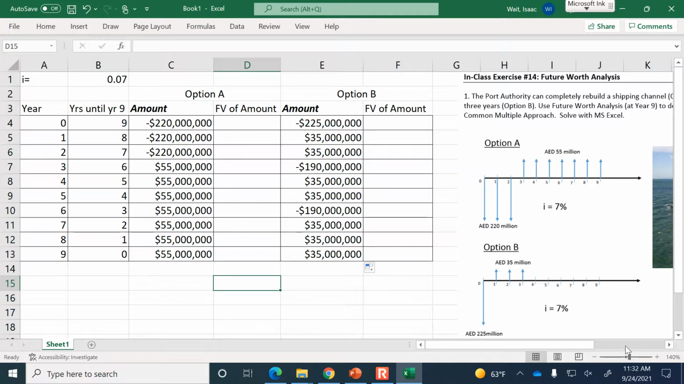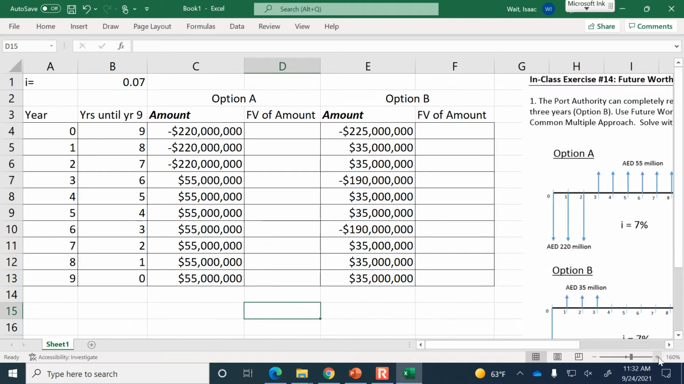Okay, so is everybody with me on this cash flow diagram? Everybody understand why the amounts are these amounts? Any questions before we continue?